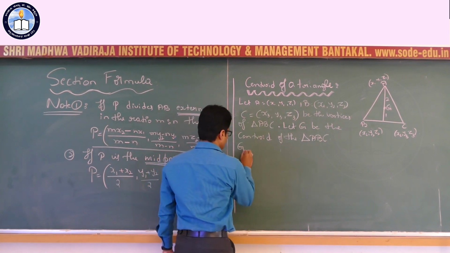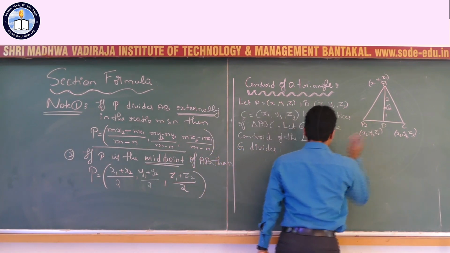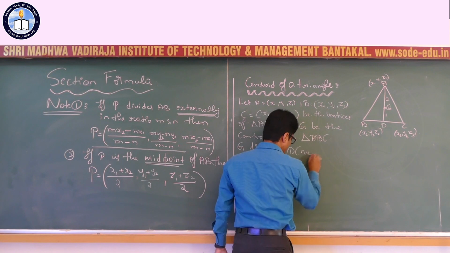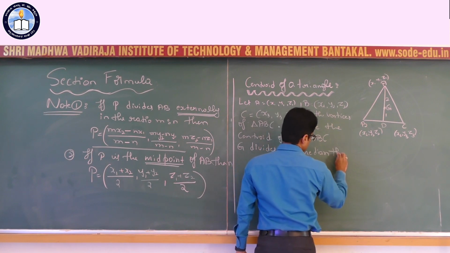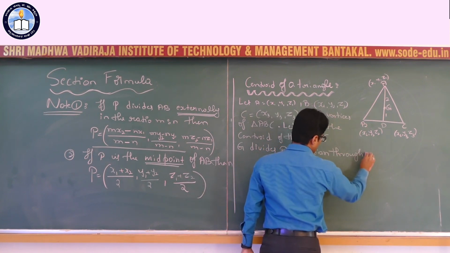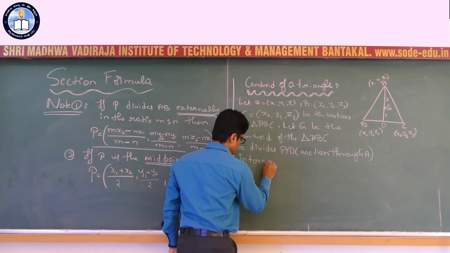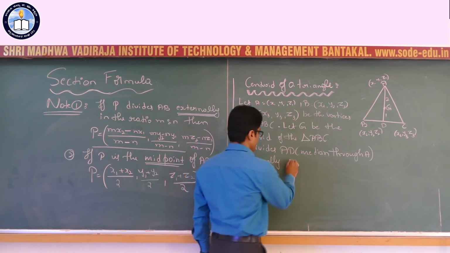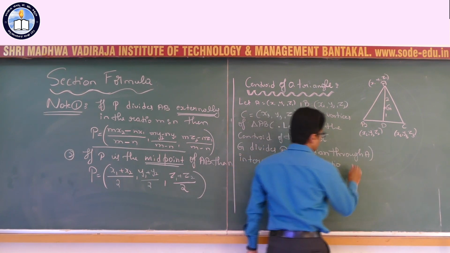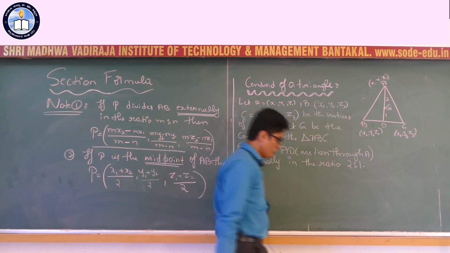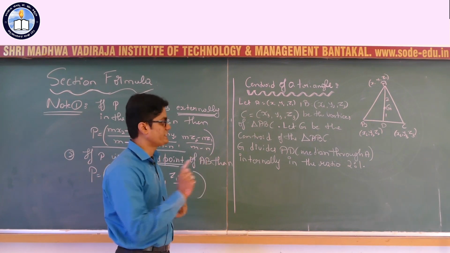Then we know that G divides AD, which is a median. G divides AD, the median through A, internally in the ratio 2:1. This is the definition actually. So G divides AD, that is a median through A, internally in the ratio 2:1.